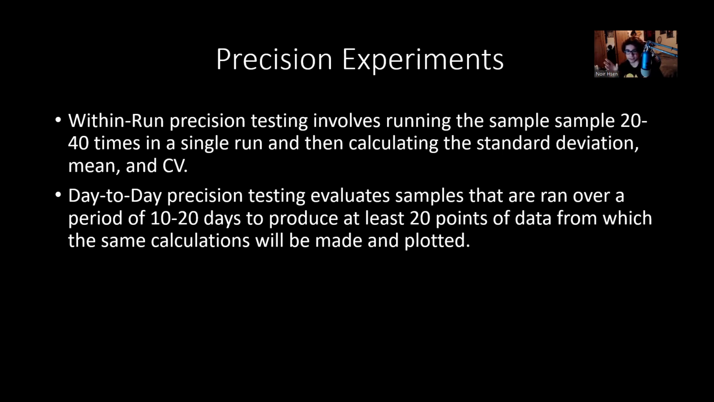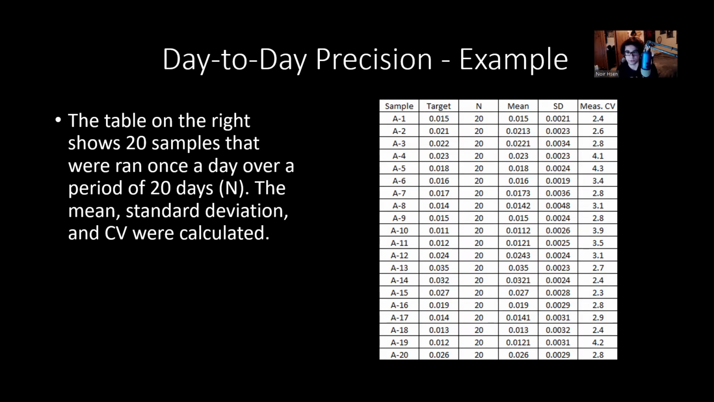And there's day-to-day precision testing, so I get 20 samples, and you do it over a period of 10 to 20 days, and you get 20 points of each sample that you have, and you do the calculations. And I have an example here for you. So here's just a table I made up, all fake numbers, but we have our 20 samples here, n, that I ran each sample 20 times over a period of 20 days.